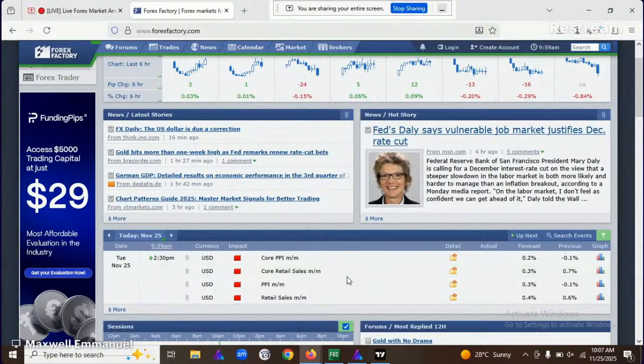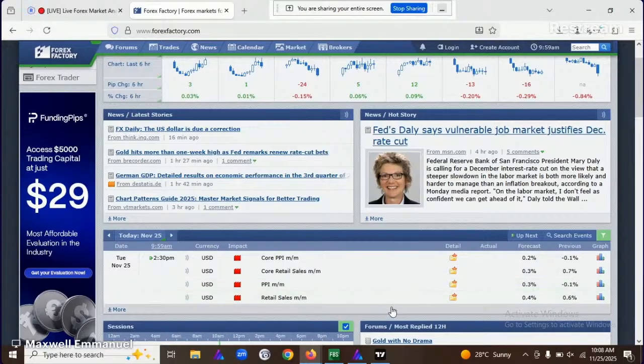And for core retail sales too, the previous was 0.7%, and the forecast is 0.3%. So they're expecting a drop from 0.7 to 0.3%. If the actual is higher than the forecast, that will be positive for dollar. If it is less than the forecast, that will be negative for the dollar. And for PPI, the previous was negative 0.1, and the forecast is 0.3%. So they are expecting an increase from negative to positive 0.3%.